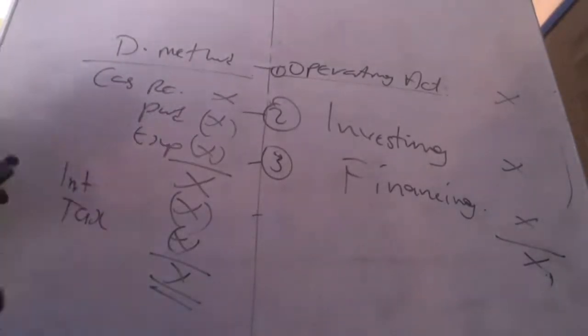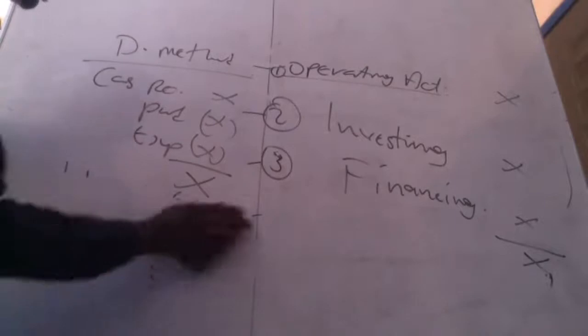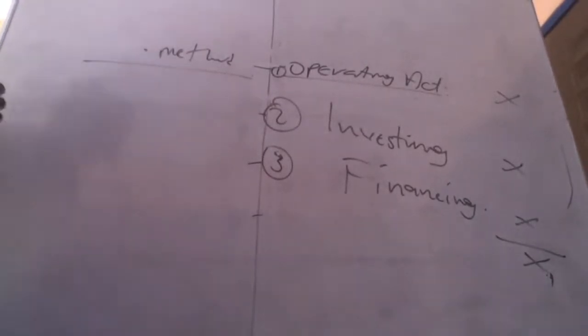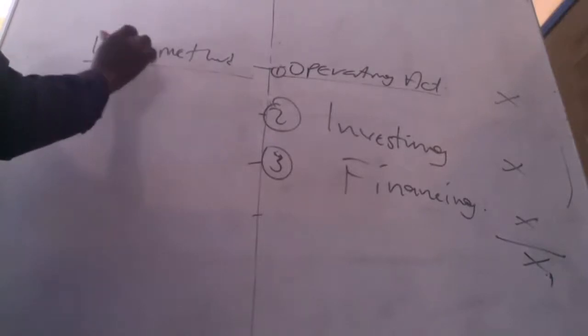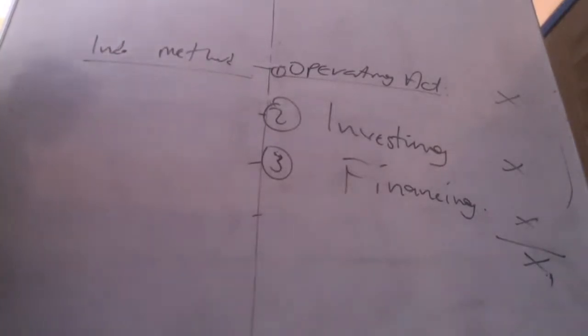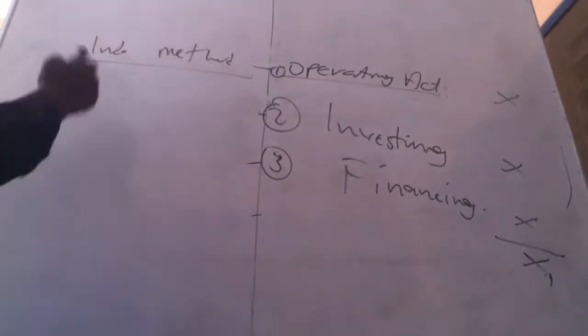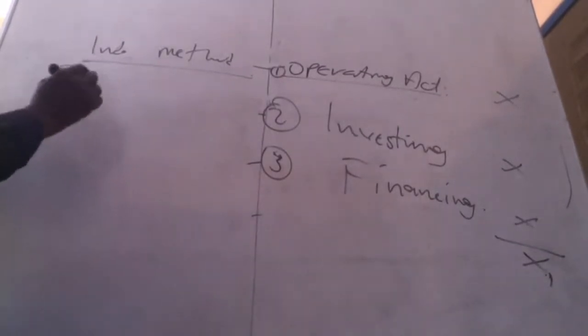Now the indirect approach, that's the stubborn one. As the name suggests, indirect, we use profit. We pick the accounting profit, one of the profits you are aware of when doing the profit and loss statement. You pick it and massage it to get cash. Which of the profits are you going to pick? We pick the profit before interest and tax.